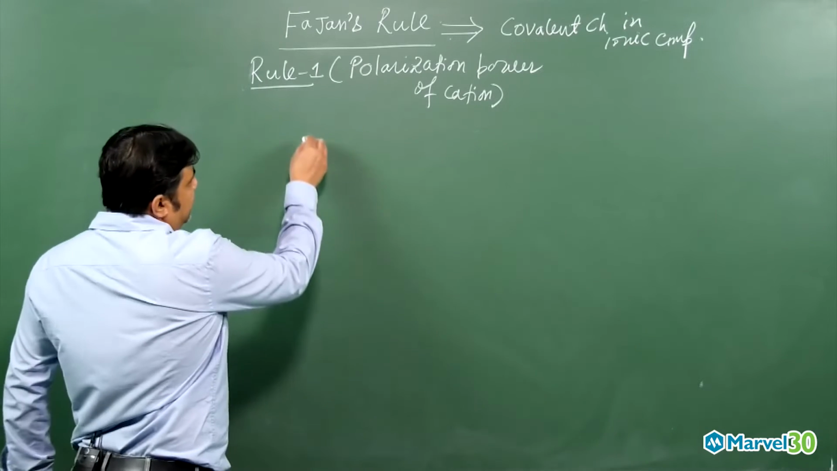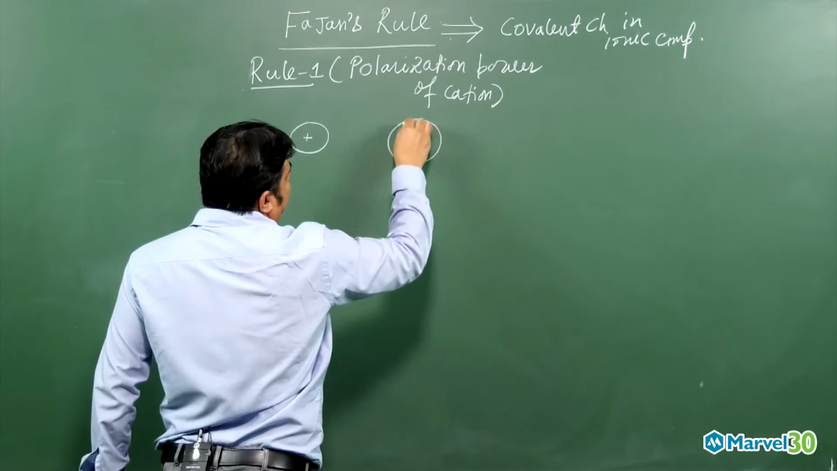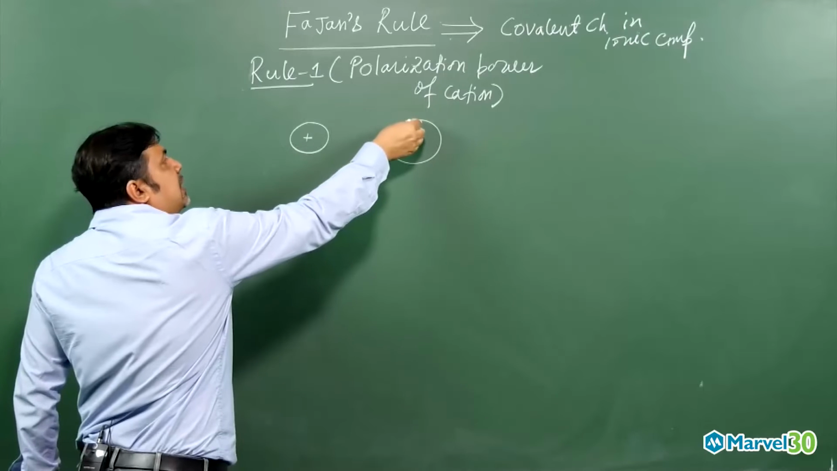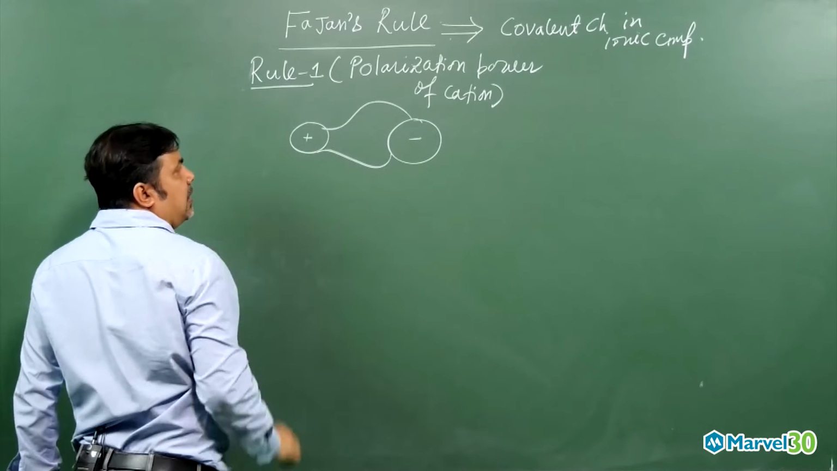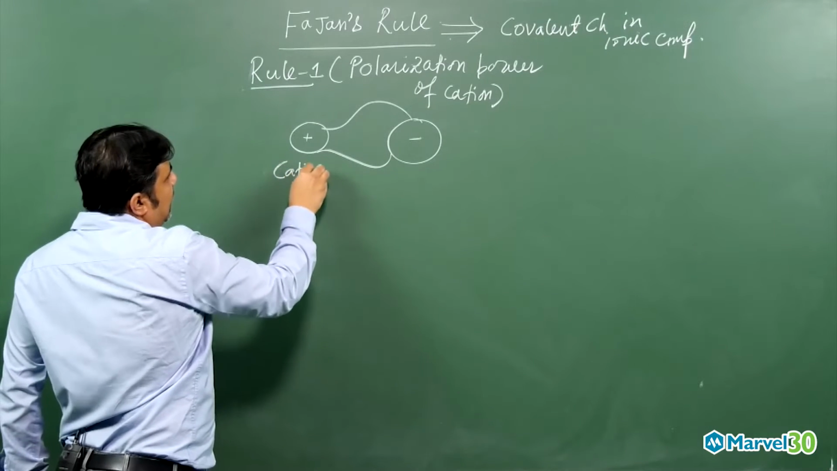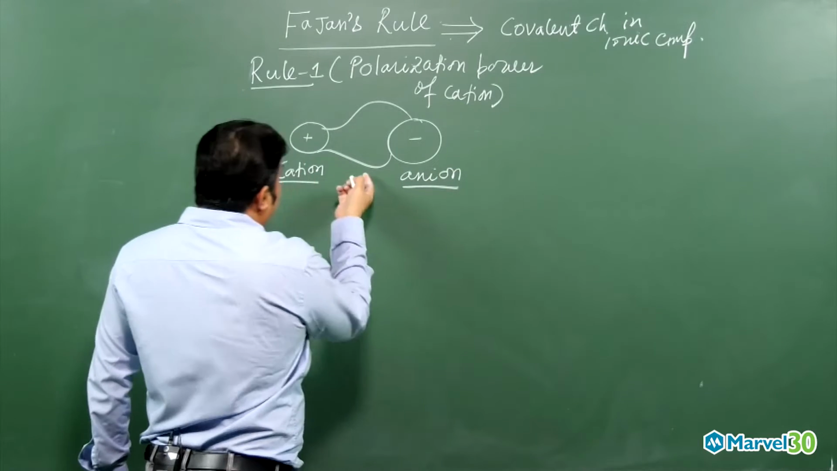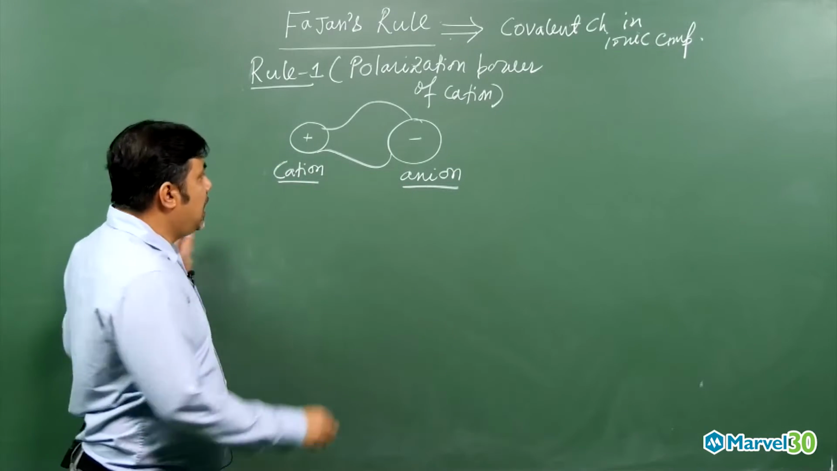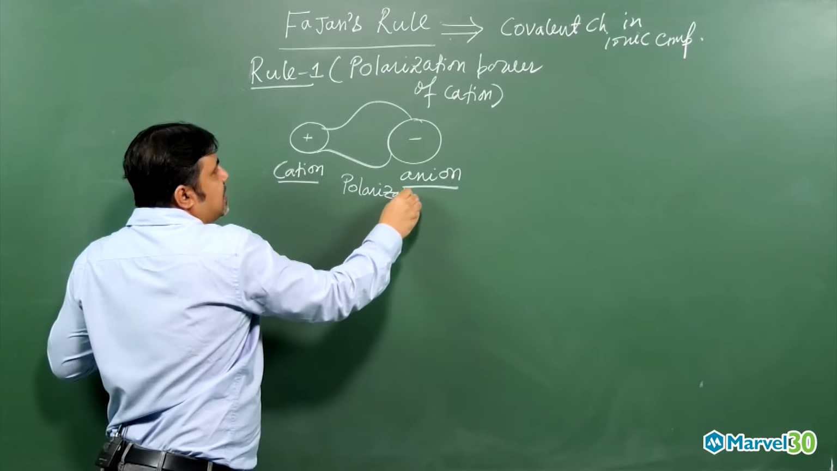Now, when there is one cation and one anion, what will happen, my dear? The cation will take the electron density from the anion towards itself, because the anion already has an extra electron. So, this is a cation and this is an anion, and the cation will take the electron density from the anion towards itself. This phenomenon is called polarization.